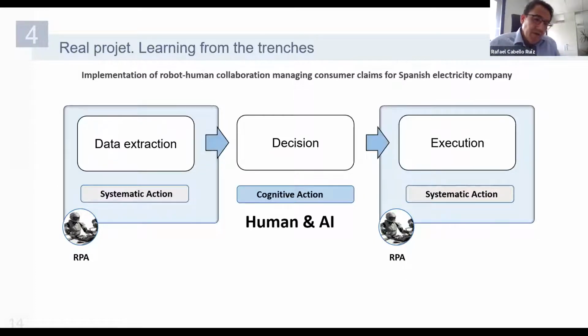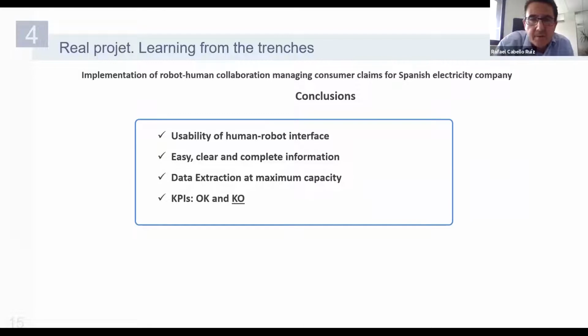There were more than 10 people in the process, now much less. We have the data, we have the decision made by the humans. So okay, thank you, I'll go fast. We have gotten more than 70% efficiency in the process by providing this collaboration between humans and robots. And now the conclusions for this type of real projects.